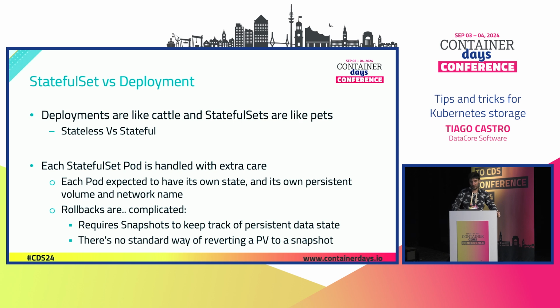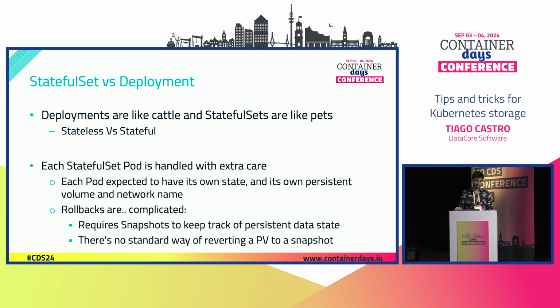So what's the difference between a stateful set and a deployment? I guess you could say that deployments are more like cattle and stateful sets like pets. So each stateful set pod is handled with a little bit of extra care. It's expected to have its own state, its own persistent volume, and a network name which is unique and persistent. Rolling back a stateful set can be kind of complicated.